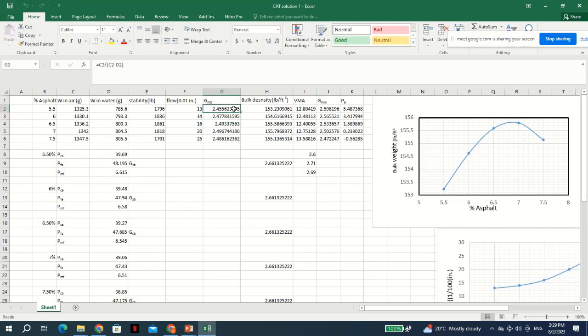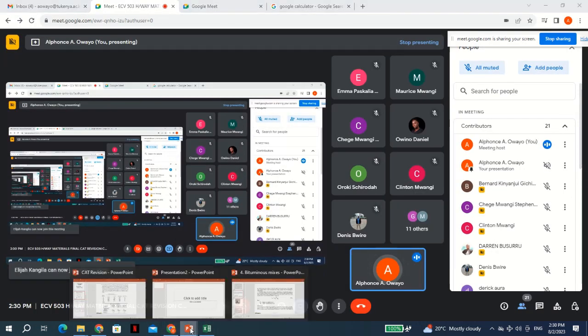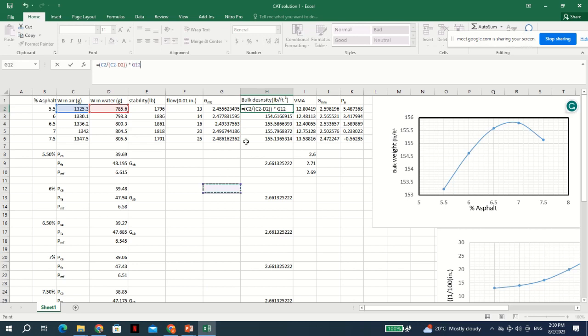That's what I have done here. Weight in air is C2 over C2 minus weight in water. So then just dropping down the formula, you can get the several calculations. Similarly, the bulk density is in fact the specific density, but of course times the unit weight. Remember the units that we are working in are pounds per cubic feet. So this is the 62.4 is the unit weight of water.